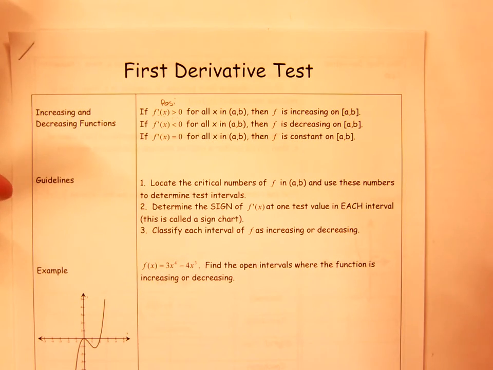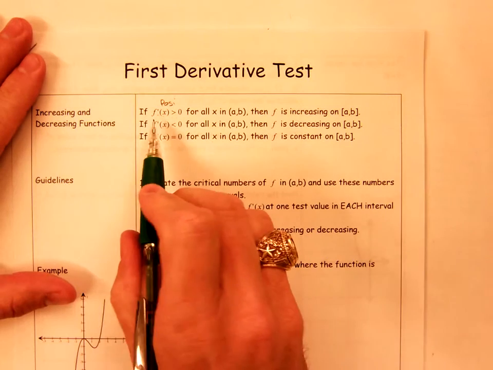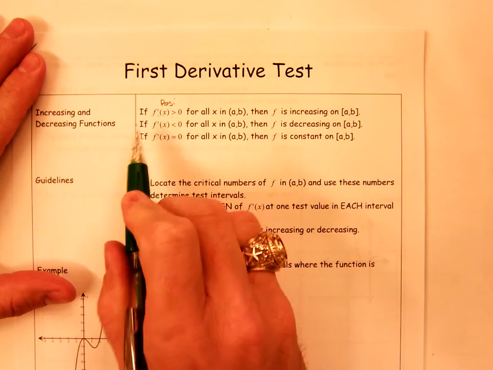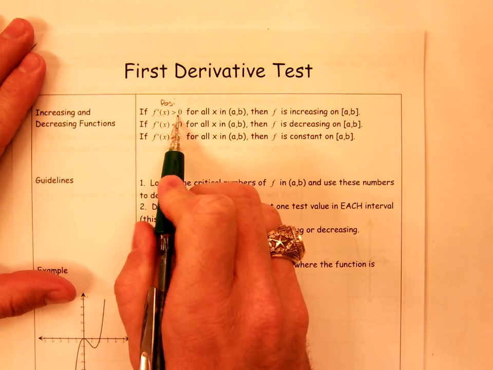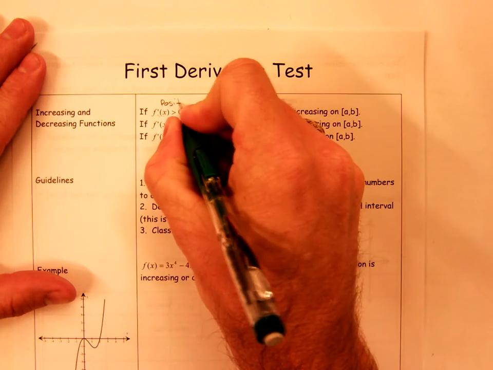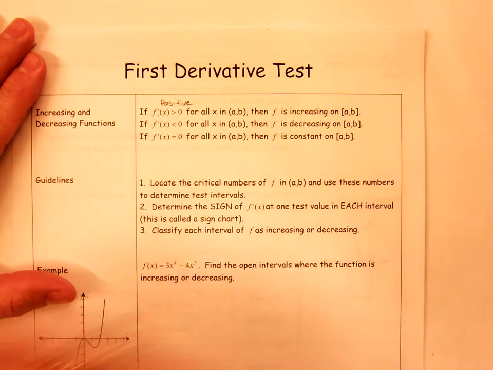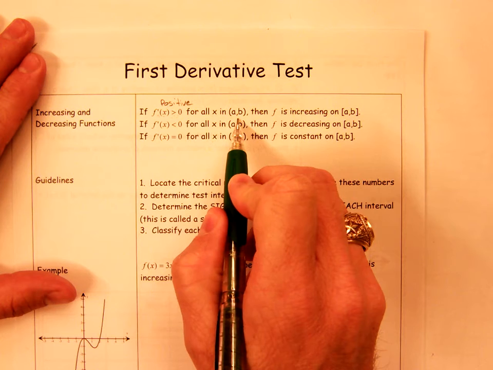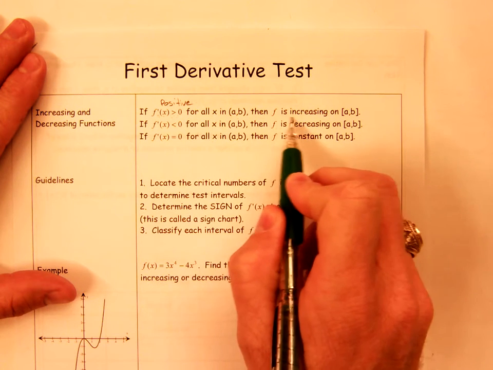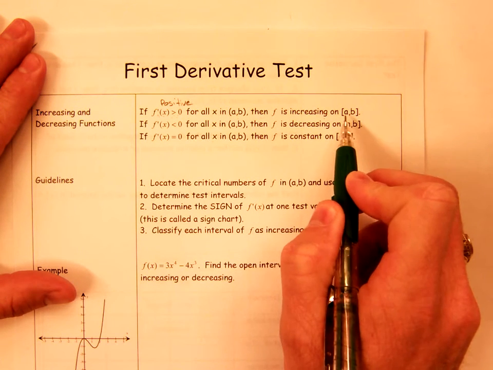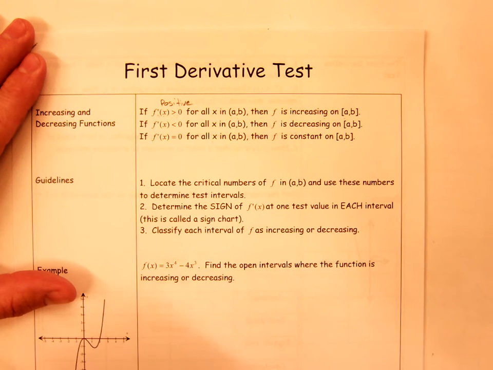All right, first derivative test. This is the first thing that we will learn as we learn how to sketch curves. And so it's a pretty basic test. Basically, you take the first derivative. When the first derivative is greater than 0, that's saying if it's positive, for all of these x's in this open interval a, b, then f is increasing on the closed interval a, b.